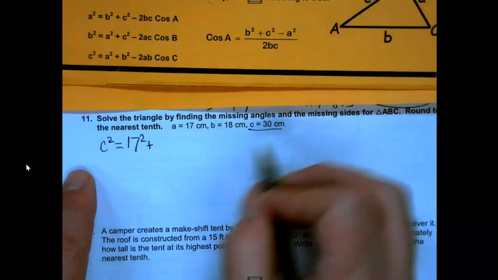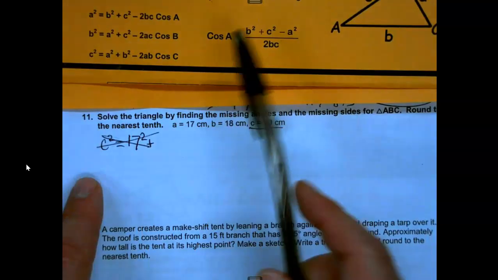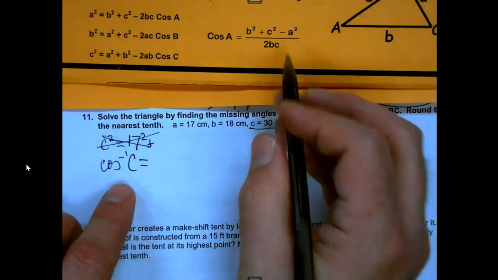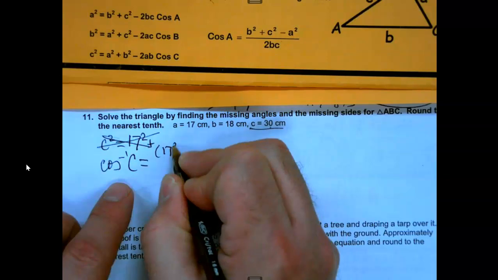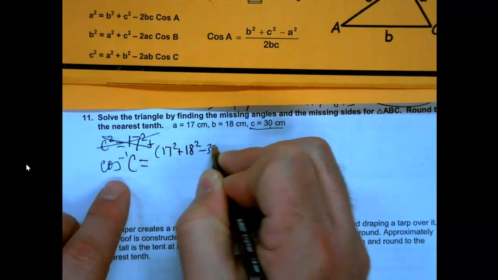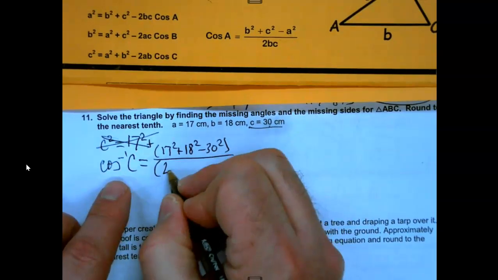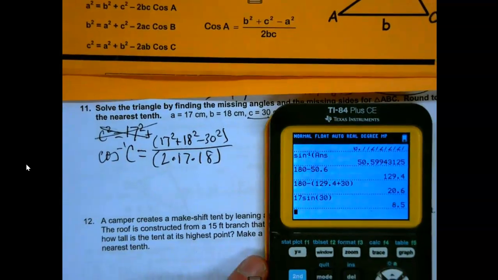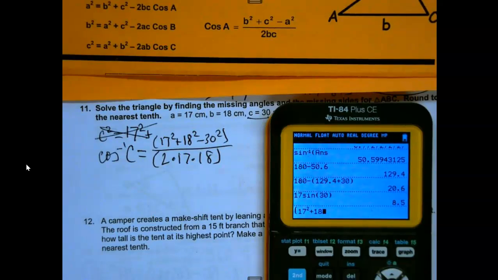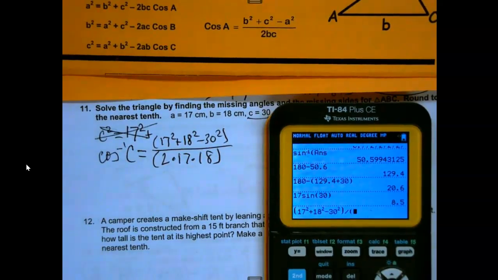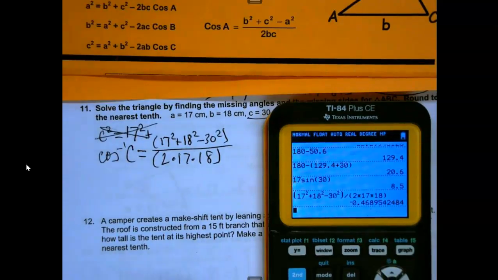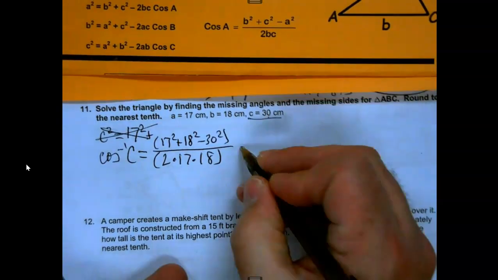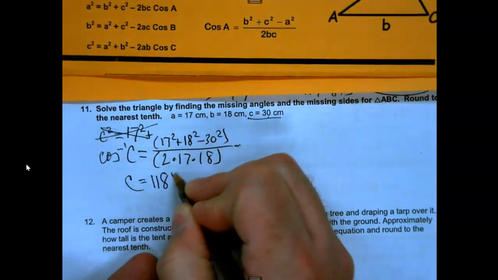Oh, wait, Hardy, what are you doing? You're not looking for side C, you're looking for angle C. Okay, let's try this again. The only place C is showing up is right there. Biggest ends up at the end. And again, down here in the denominator, that 30 best not show up. Don't do it. So I get to here, and I'm like, okay. Inverse of cosine is going to round to 118. So C is 118 degrees.